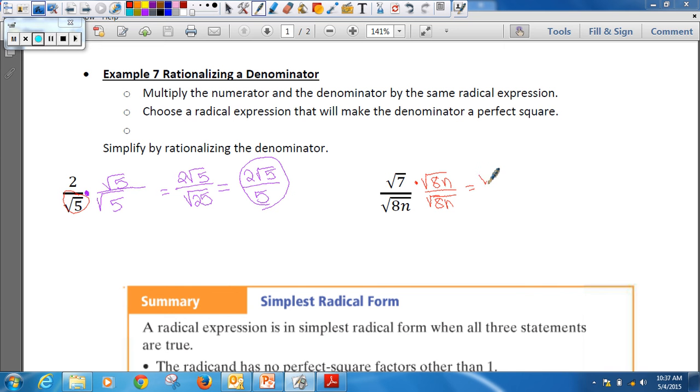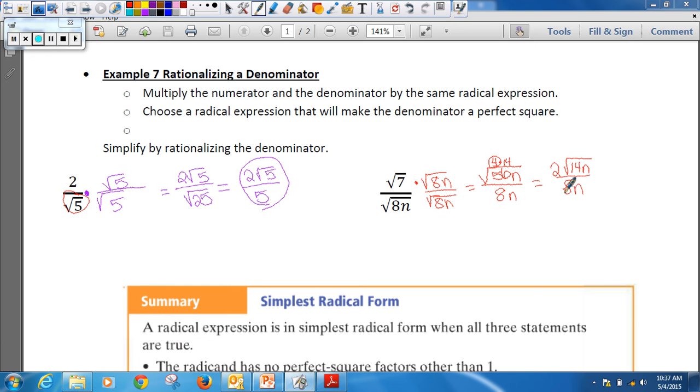Remember, you have to take both the numerator and denominator times it. The square root of 7 times the square root of 8n gives me the square root of 56n. Square root of 8n times square root of 8n is simply 8n. 56 can be broken down to 4 times 14. The square root of 4 is 2, so I have 2 square root of 14n over 8n.